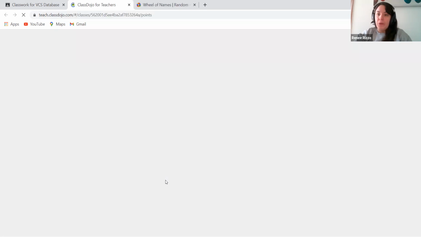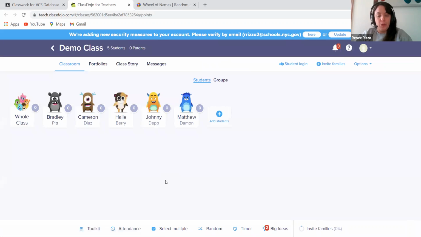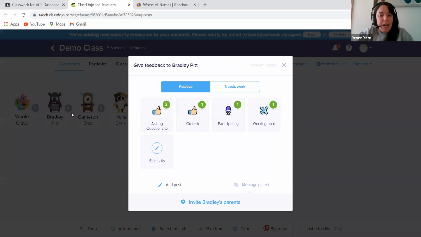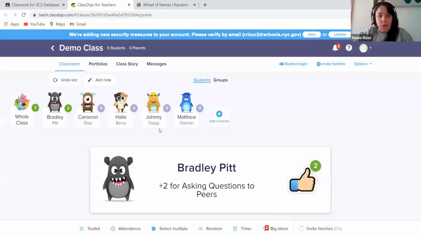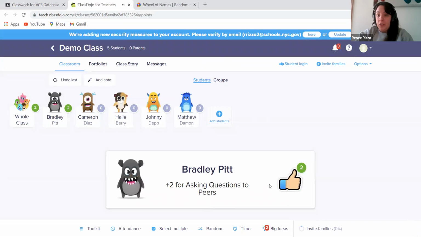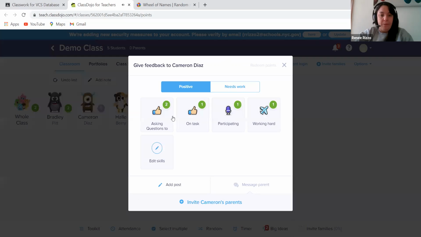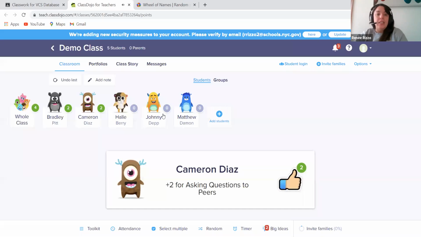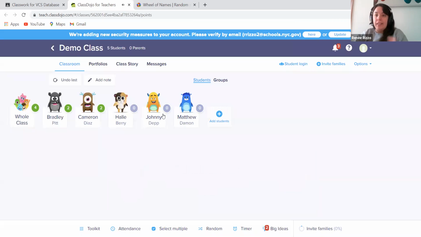In Class Dojo, if Class Dojo is something you use with your students, obviously these are not my actual students, but you can create a category, asking questions to peers, and you can award students points for that anytime they do this. And points should, of course, be tied to an engaging reward for your students eventually. So, this is another way to reinforce the behavior of discussing things with their peers and asking questions.